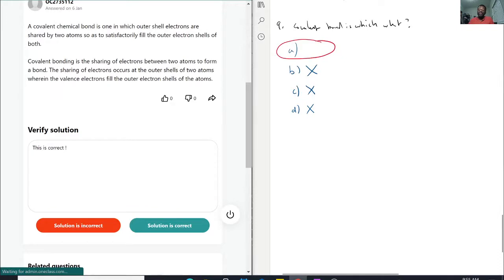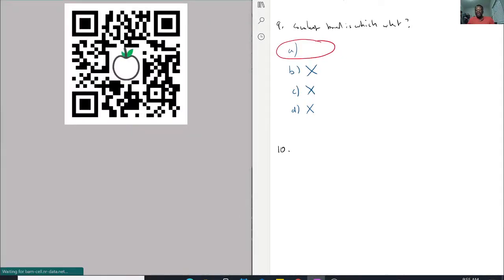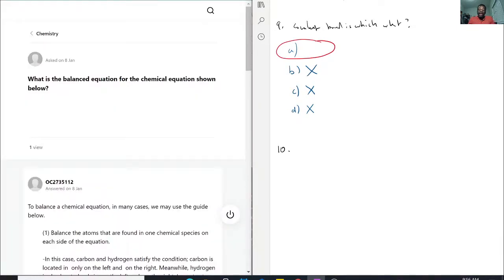And now for question number 10. Let's see what we have. We have question 10. What is a balanced equation for the chemical equation shown below?